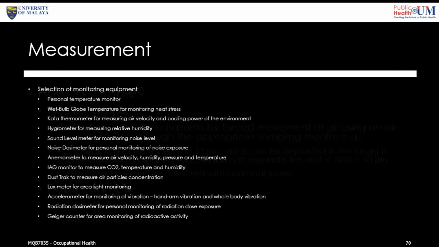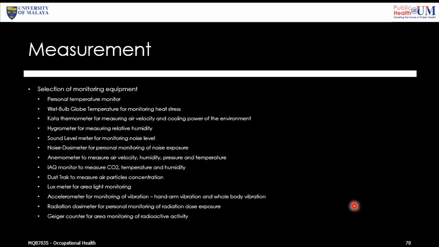Any questions? All right, so these are some of the measurements, some of the equipment that can be used. So you can measure anything from temperature, humidity, wind speed, hygrometer, humidity also, sound, anemometer, pressure and temperature, IAQ, dust track, light, accelerometer, radiation, all those things you can measure. So there are different measurements there that you can use.